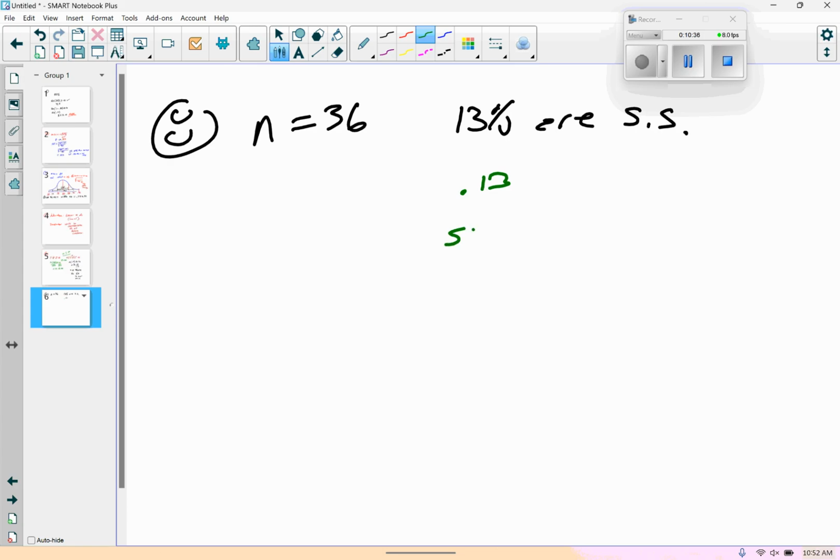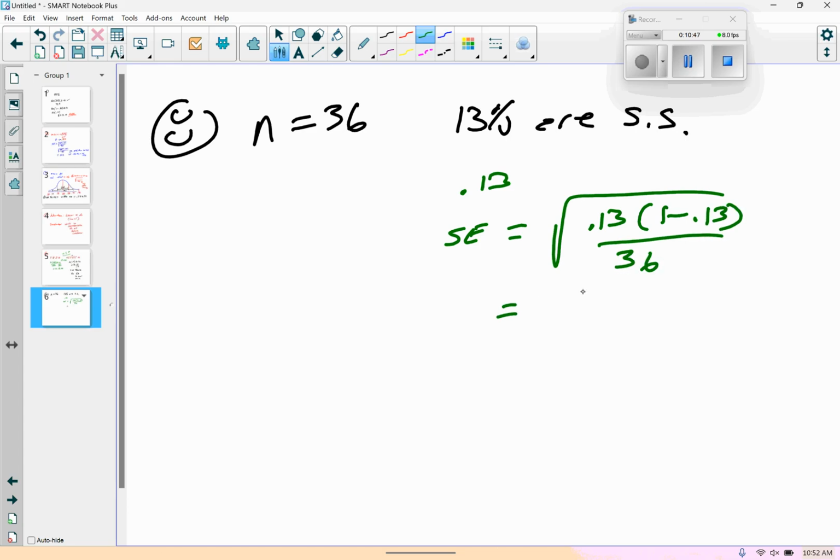So I want to find my standard error. I'm going to go the square root of 0.13 times 1 minus 0.13, divided by 36. So do a little bit of math here. That should come out to roughly 0.06, ballparking it. Round to 2 decimal places. I think I had to round up a little bit because it's 0.056. All right, that's my standard error.